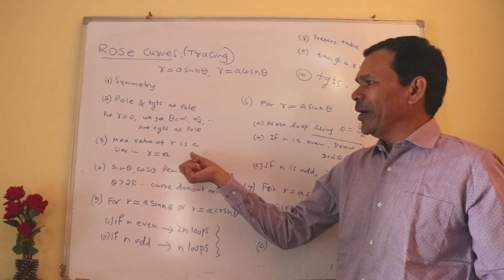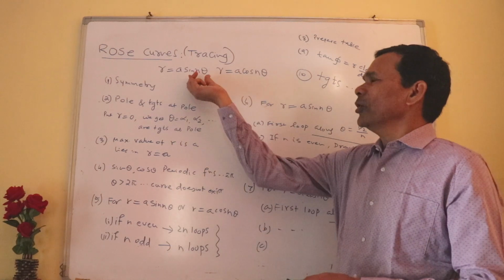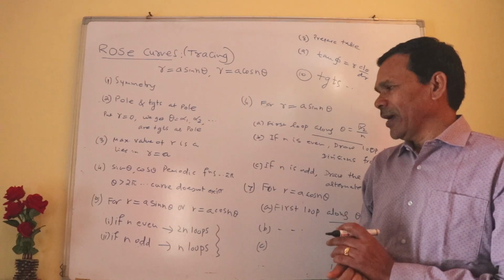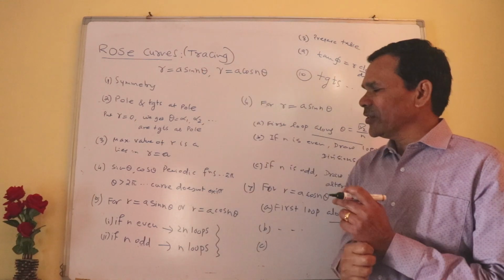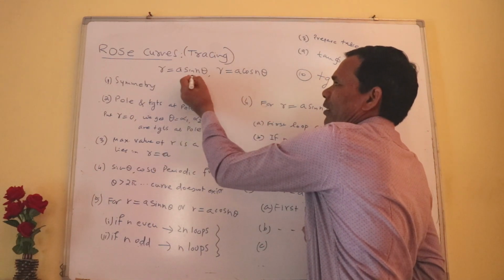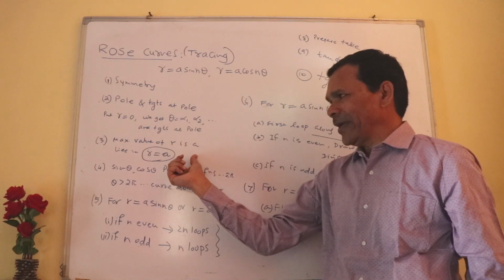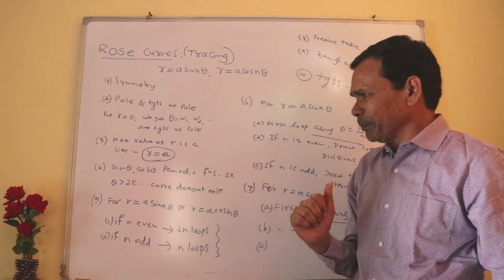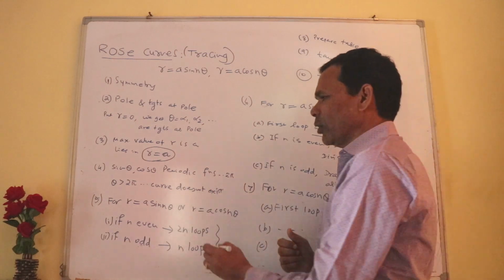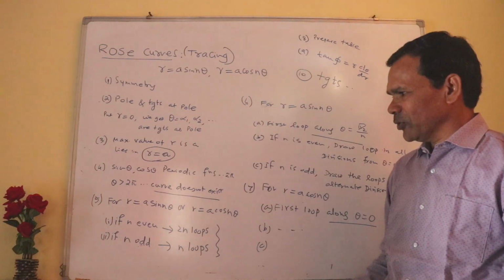Now the important point is that the maximum value of r is A, so the curve lies in the circle, because both sine theta and cos theta are periodic functions of period 2 pi, and naturally the value does not exceed 1. So the modulus of r is at most 1 times A; r is equal to A is the circle. So the entire curve lies within the circle r is equal to A. Next point: sin theta and cos theta are periodic functions with period 2 pi, so the curve does not exist for theta greater than 2 pi.